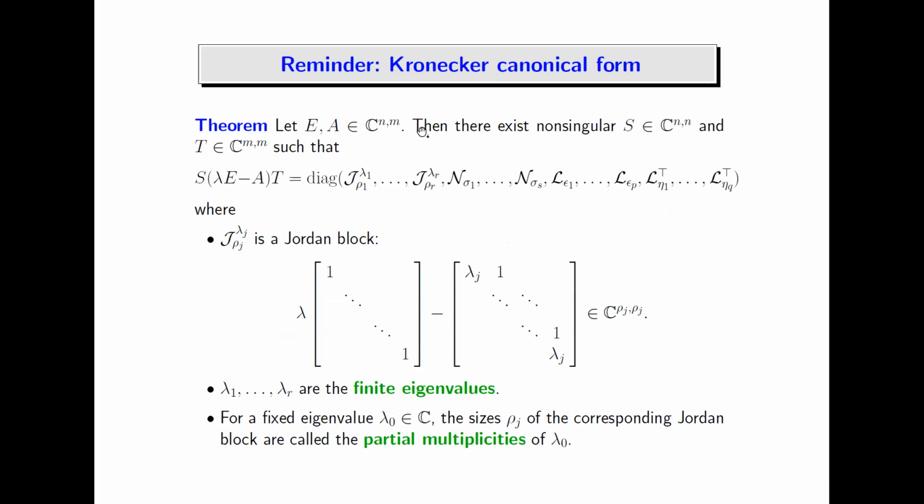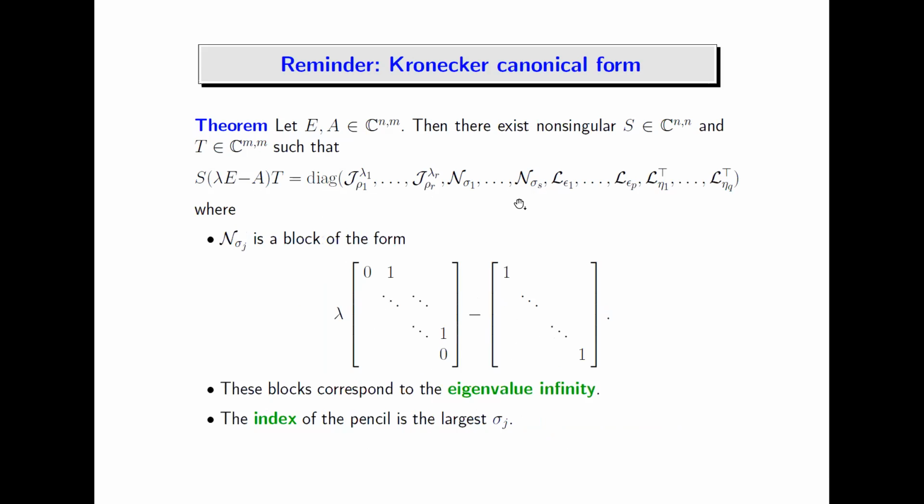For this, I would like to briefly remind you about the Kronecker canonical form. So clearly, every pencil is equivalent to a Kronecker canonical form. When I say equivalent here, I mean strictly equivalent, but I will just briefly say equivalent. So we can have Jordan blocks associated with the finite eigenvalues. Then the sizes of the Jordan blocks we call the partial multiplicities. Then we have these n blocks. These are the blocks associated with the eigenvalue infinity. And the largest index that we have here is then called the index of the pencil.